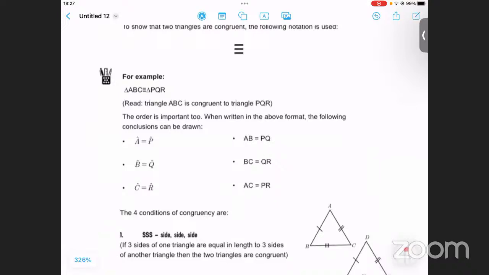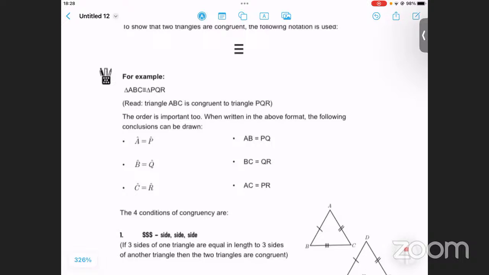Okay, cool. Now they say the order is important too. I was telling you about that. The order of the triangle, the order of the angles and the order of the sides is very important when you are trying to conclude whether there's congruency or not.